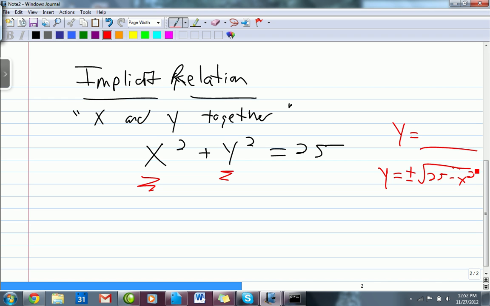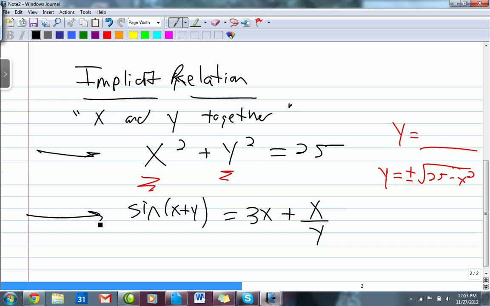Another example of an implicitly defined relation might be sine of x plus y equals 3x plus x over y. You have a lot of x's and y's hanging out together, and it's not clear that y is a function of x. It's implicitly defined. In this case, probably not a function either. So that's what those implicit relations look like: here's an easy one, and there's a messy one.